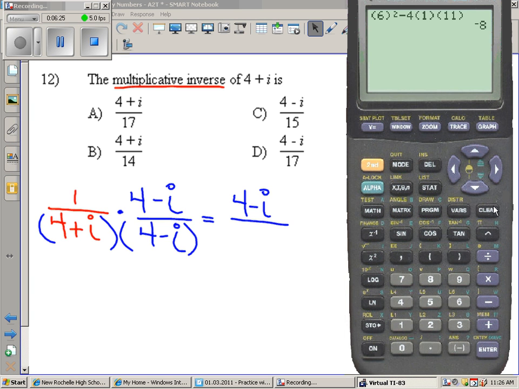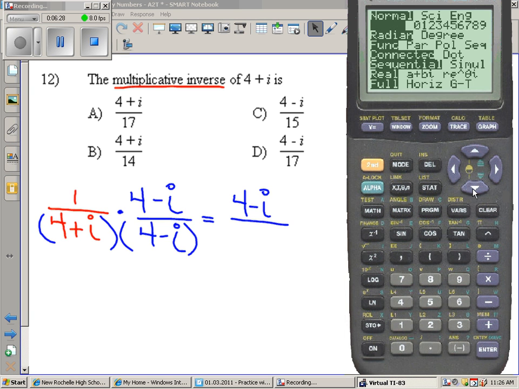First thing we got to do is make sure our calculator's in the right mode. Mine's not in the right mode. You see, mine's in real mode. It's got to be in a plus bi mode. Hit the mode button if you want to get to this screen. Make sure it's in a plus bi mode.